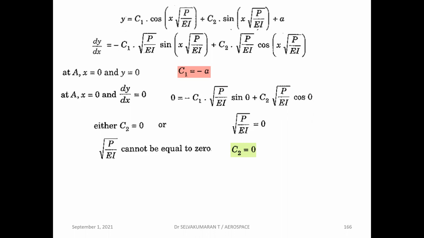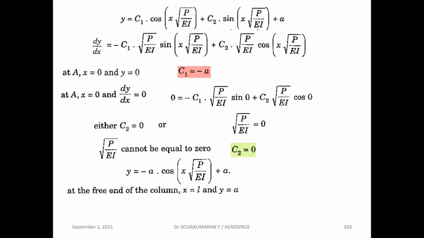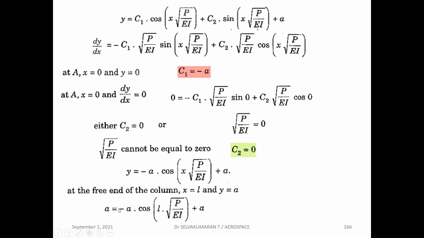Okay, so by considering this and plugging into the deflection equation, we get y is equal to C1, which is minus A, cos of x into root of P by EI plus A. C2 is 0. So at the free end of the column, that is where x is equal to L, deflection y is equal to A. Substitute in the above equation, y is nothing but A, cos of L root of P by EI. So this A and this A will get cancelled. When you take it to the other side or multiply by minus, you will get plus A into cos of L root of P by EI. But A cannot be equal to 0 because we are having initial deflection as it is a free end and subject to end load.